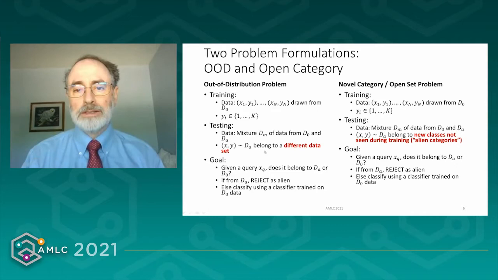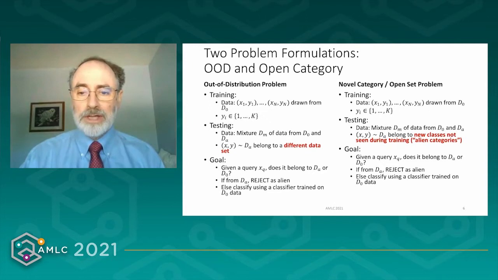Whereas in the open category case, what we usually do is we set aside, out of the total of K classes, we might train on a subset of them and use the remaining classes to stand in for our novel classes, our alien categories. And the rest of it is the same. Given a query XQ, we want to make the Boolean decision: does it belong to DA or D0? And if it's from DA, then we want to reject it, else we want to classify it.